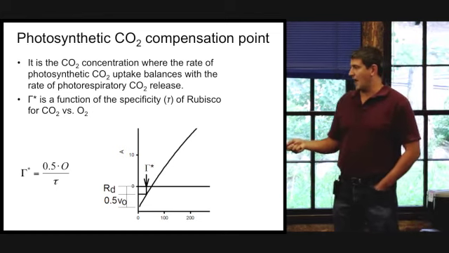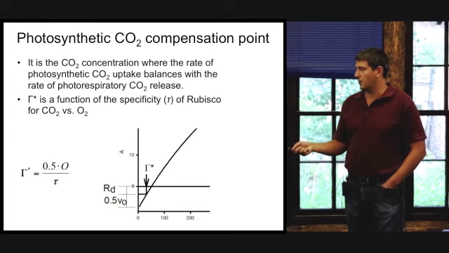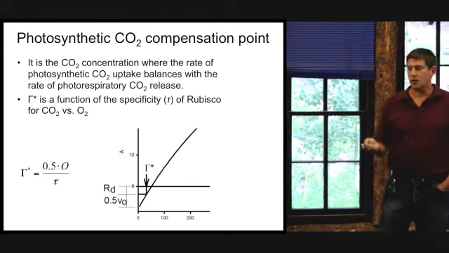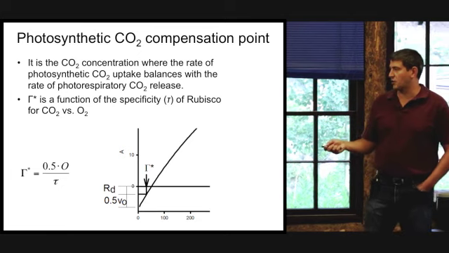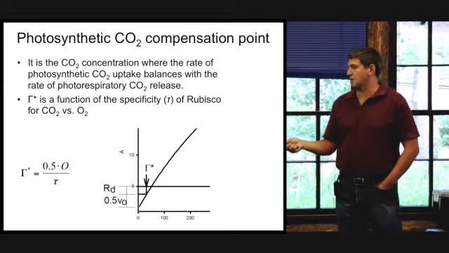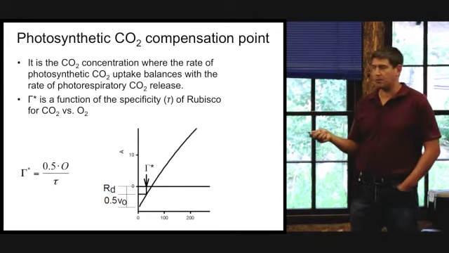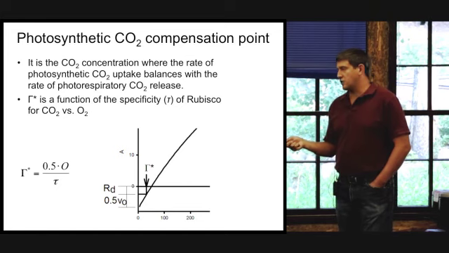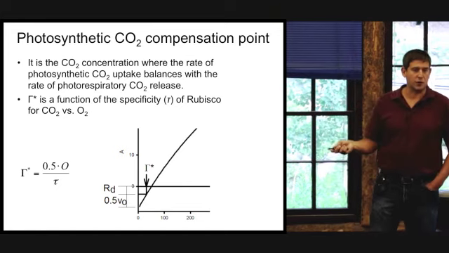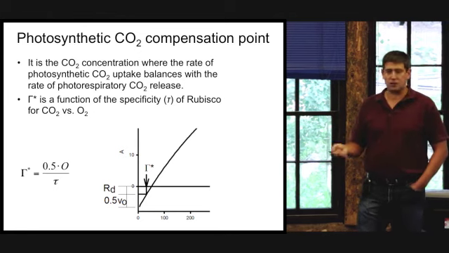All right? And gamma star is a function of specificity. These two are basically directly related in current atmospheric conditions. Gamma star at 25 degrees is always going to be about 42, and specificity at 25 degrees is always going to be about 90 for C3 plants. If you change the oxygen concentration in the atmosphere, if you're doing some sort of experiment, then gamma star, of course, is going to change, but your specificity will not.